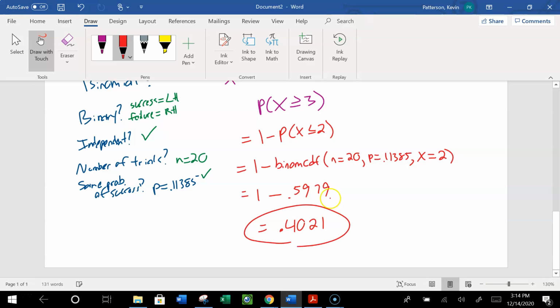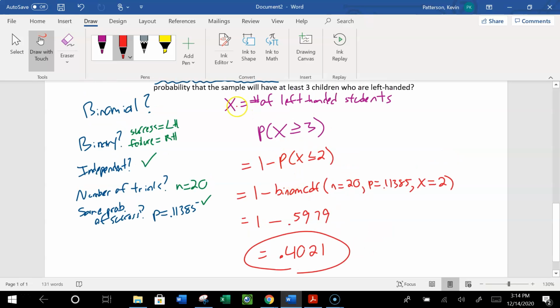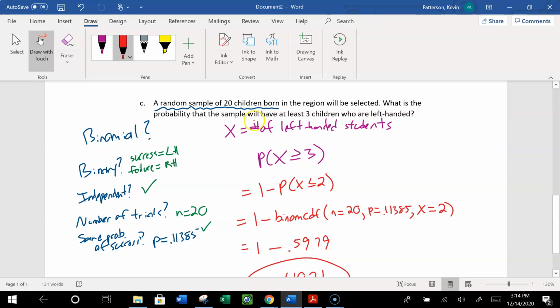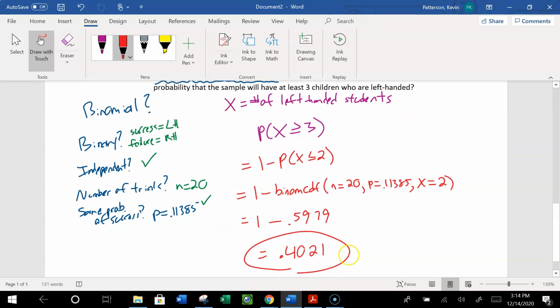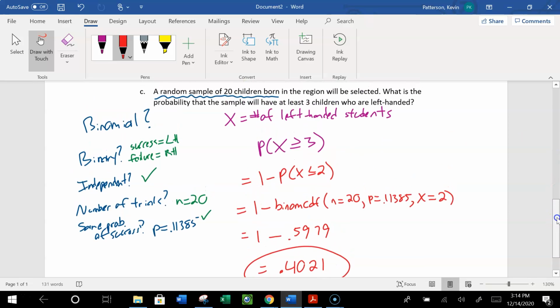Okay, so once again, answering here, what's the probability that out of our sample of 20 we have at least 3 children who are left-handed? There's about a 40% chance of that happening. And that should be the problem, and I think that would be enough to get you a 4 out of 4 on this question.